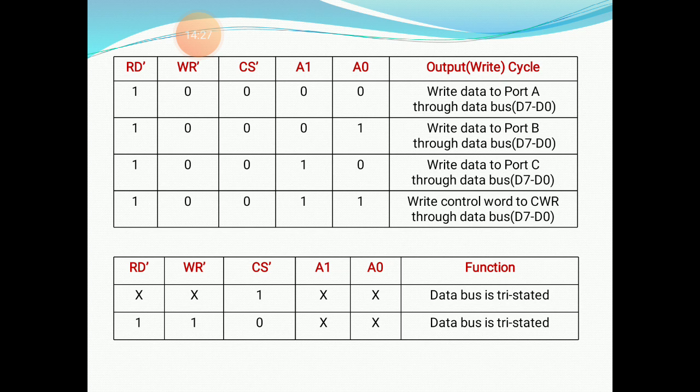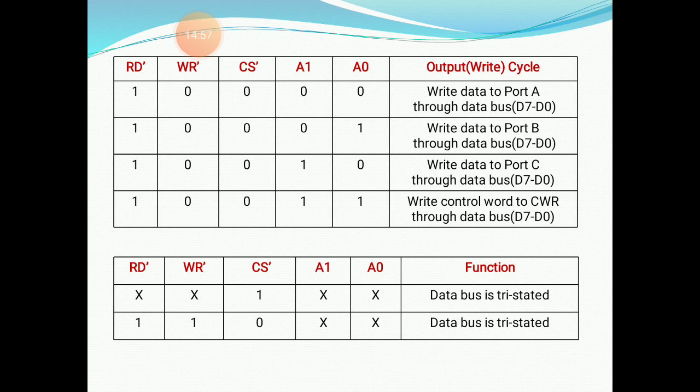The write bar signal 0, CS bar 0, A1 1, A0 0: the processor selects port C and writes data to port C through the data bus. And last, WR bar signal 0, CS bar 0, A1 and A0 both 1 1: the processor selects the register called the control word register, and writes the control word to the control word register through the data bus.